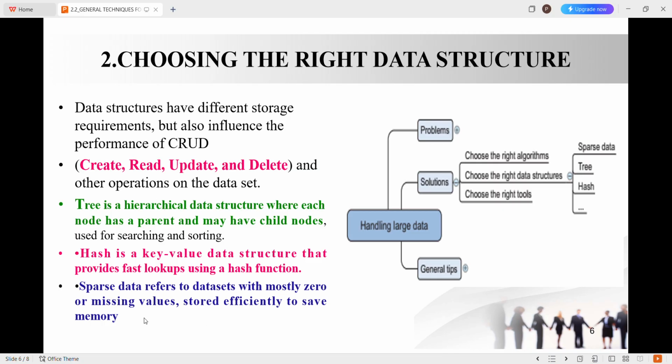Next, sparse data is nothing but a data set which has more zeros when compared with ones, which helps in storing data in memory in a very efficient way.